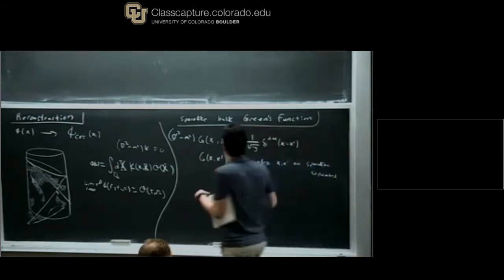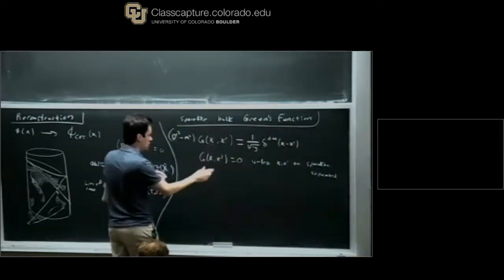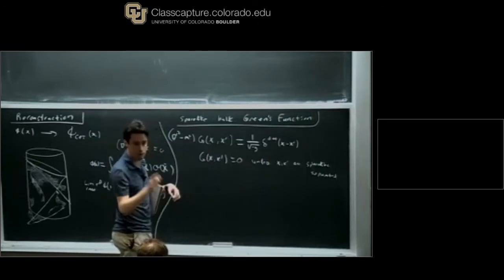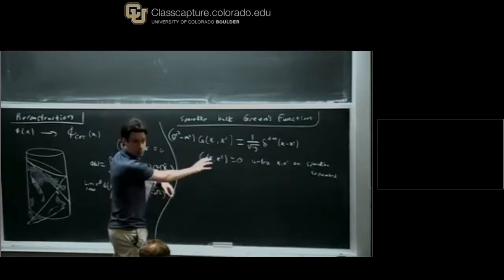Maybe I should comment on that. In the definition here, I'm not insisting that it's symmetric between exchanging x and x prime. And in general, it won't be. And for example, those always are. So I'm never going to be able to make this out of those.